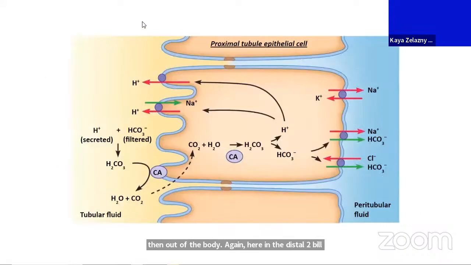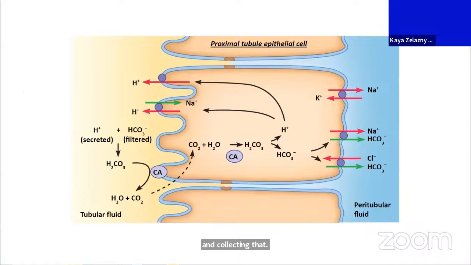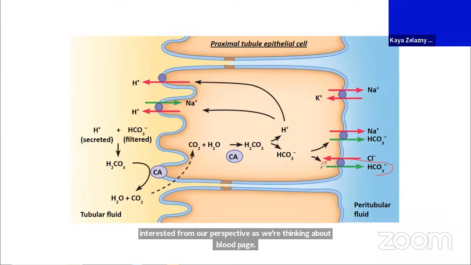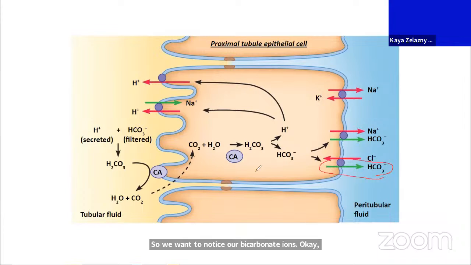First we're looking at the proximal tubule here. What we want to focus in on, we have our familiar sodium potassium pump, right? We know that that's adjusting our sodium concentration, so we have a gradient to work with. What we're interested in from our perspective as we're thinking about blood pH is our bicarbonate ions. Ultimately, bicarbonate ions are moving into your bloodstream. Our plasma is over here on the right, because that's the basolateral side of the cell.